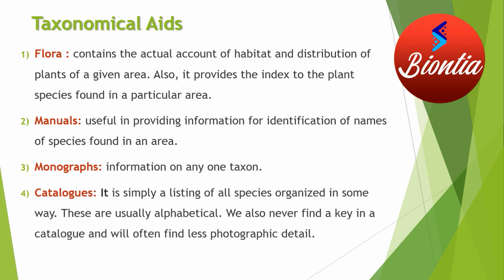Another one is the catalog. As the name suggests, a catalog is simply a list of all the things. You have an electronic catalog or a catalog regarding cameras and other things. Similarly, in taxonomy, we have a catalog. That catalog is arranged in alphabetical order. So you can say it's simply a listing of all species in a given area, organized in some way, usually alphabetically. And we don't have a key in a catalog. It's simply a list of animals alphabetically, and we don't have any photographic details or any such details for comparison. It's simply a discrete listing of species alphabetically.